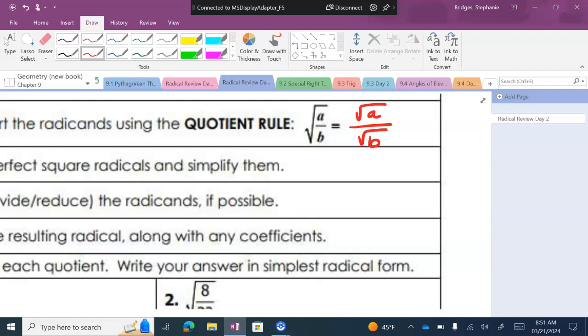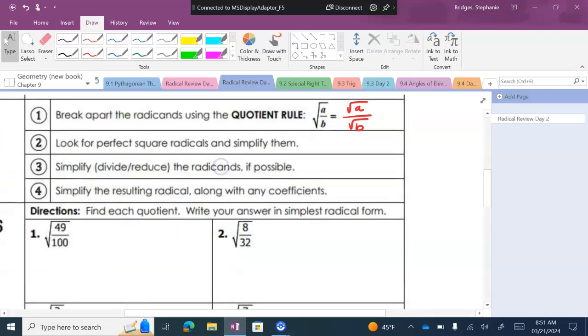And when we have fractions, we can simplify first to make our numbers sometimes smaller and easier to deal with. What it says is we're going to first of all look for perfect squares in that numerator and in that denominator, just like we did yesterday. We'll just treat them separately. Then we're going to simplify by dividing or reducing if they are both under the square root sign or both not under the square root sign. And then we will simplify any resulting radicals. So it's just a lot of simplifying here.